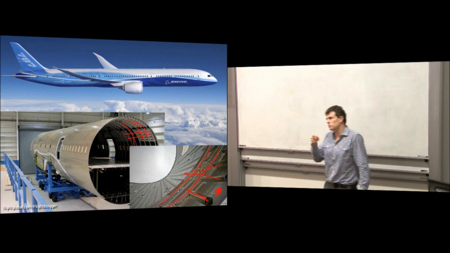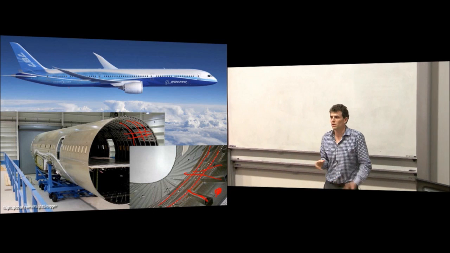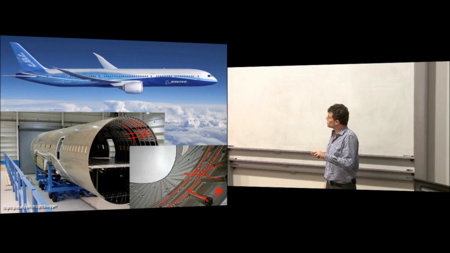You've got hundreds of thousands of fasteners, lots of different manufacturing operations. The cost to actually manufacture that section out of composite can be significantly lower because they can reduce the number of manufacturing operations significantly.